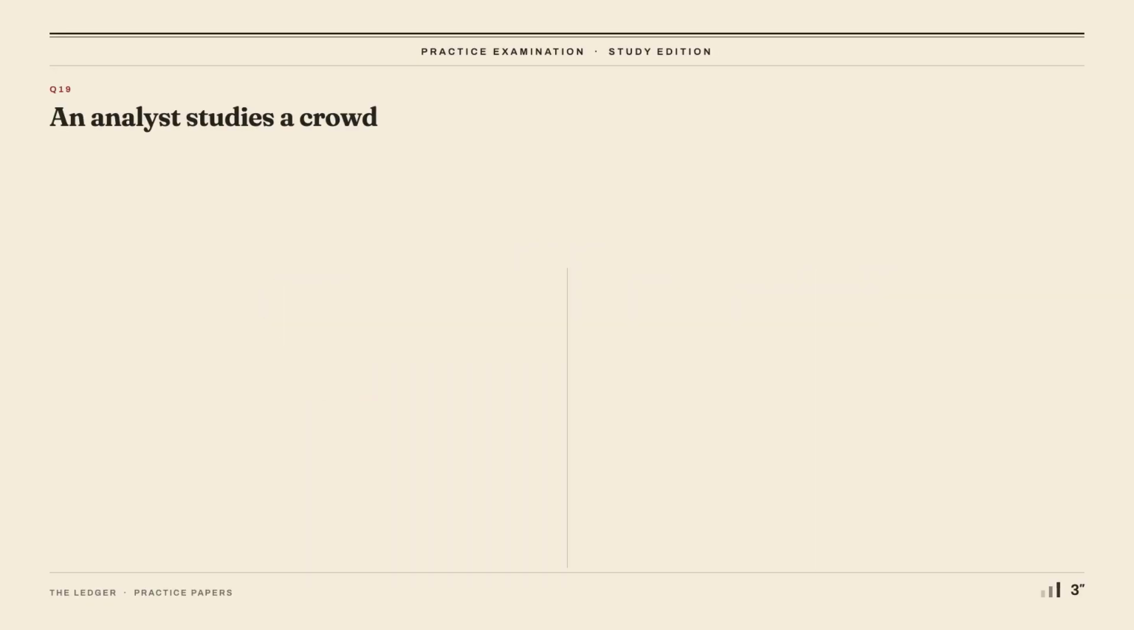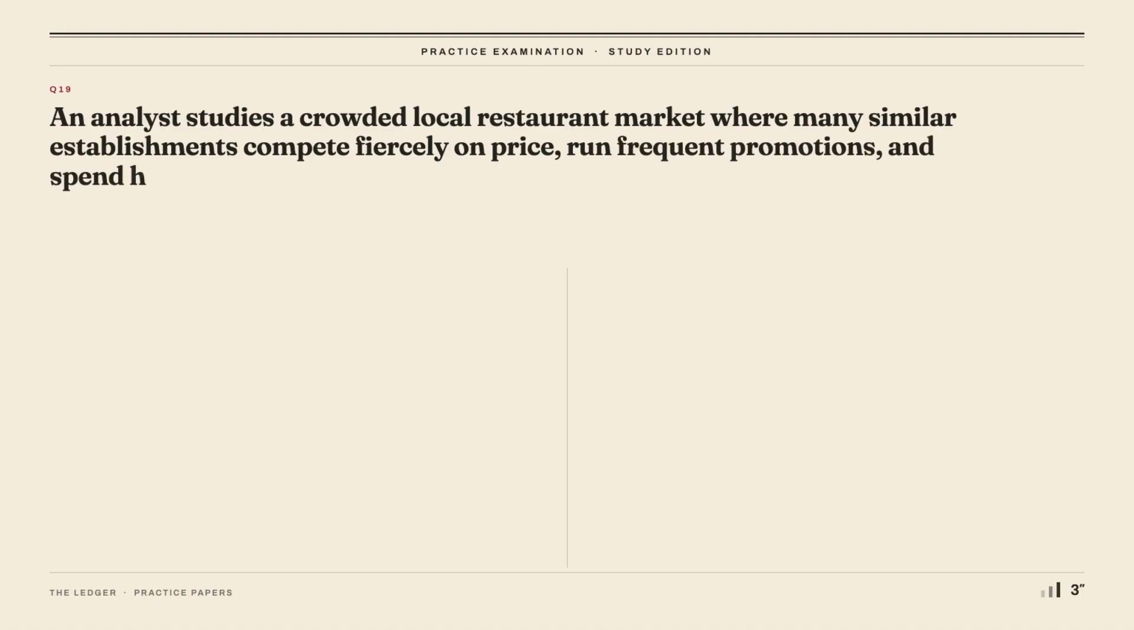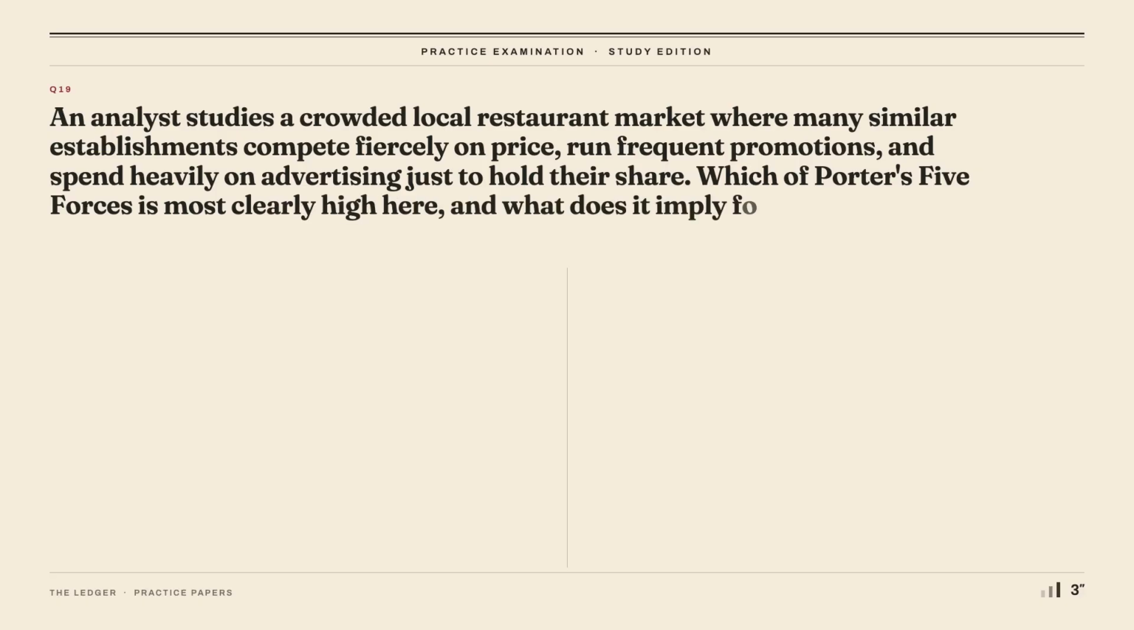Question 19. An analyst studies a crowded local restaurant market where many similar establishments compete fiercely on price, run frequent promotions, and spend heavily on advertising just to hold their share. Which of Porter's 5 forces is most clearly high here, and what does it imply for industry profitability?